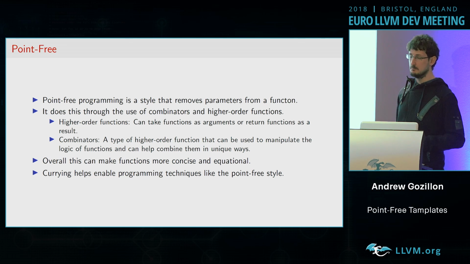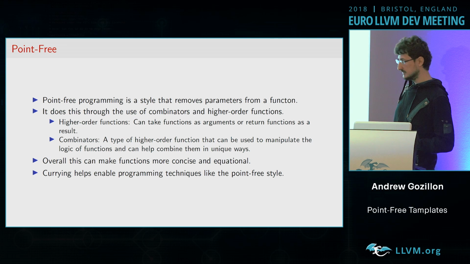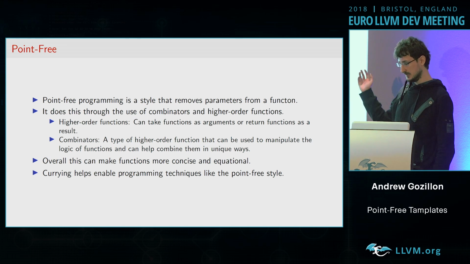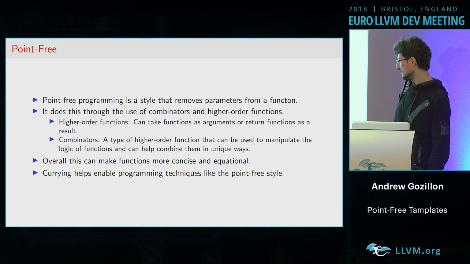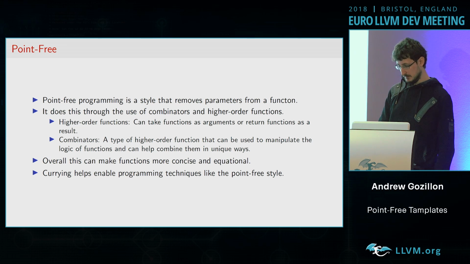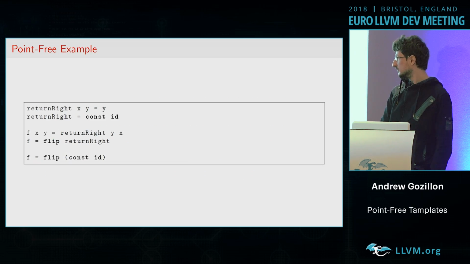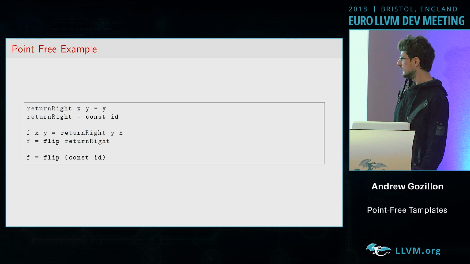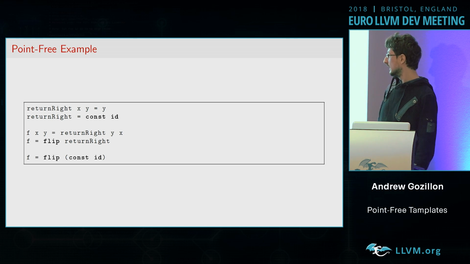This can make things more concise and equational because you're just looking at the function as it is, without having to deal with function prototypes and so on. But basically currying helps enable this. So here are some point-free functions in Haskell again.